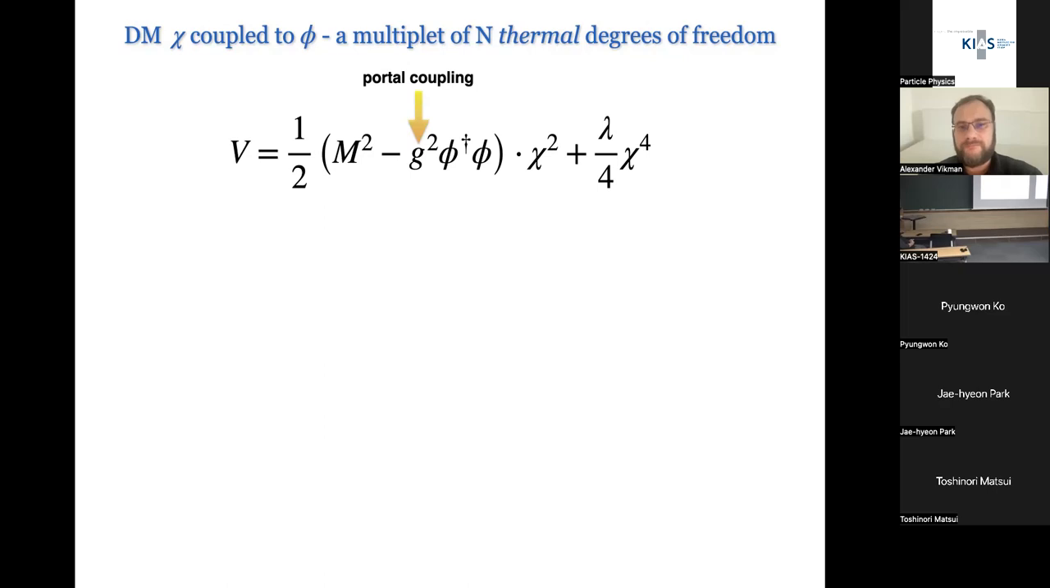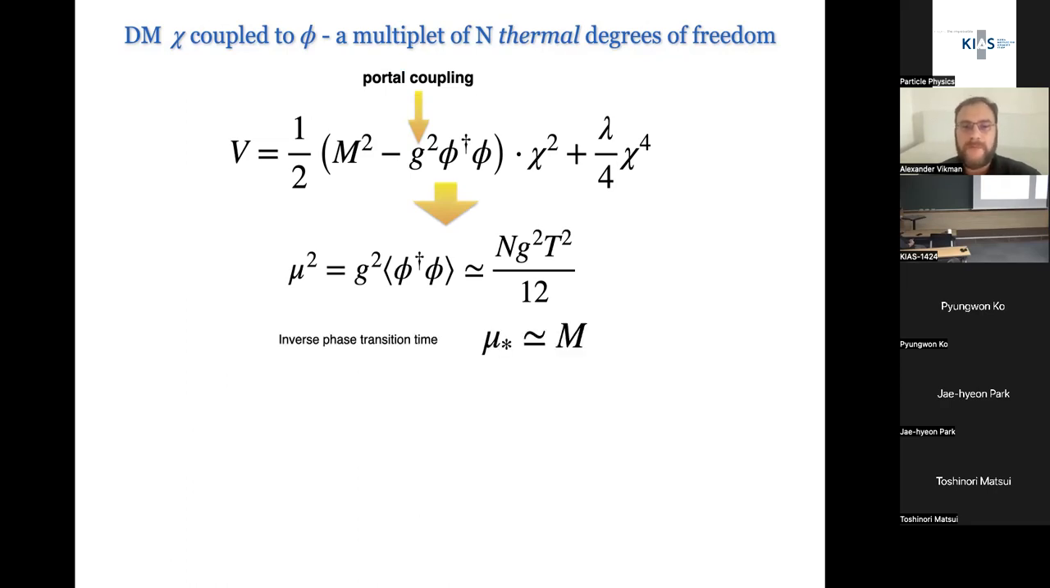So keep in mind that we use this notation G squared, even though this is just a constant. Okay, this is repetition of what I said before. This mu is just this. And of course, it's just this for temperatures much larger than the mass of phi, so in the relativistic regime.